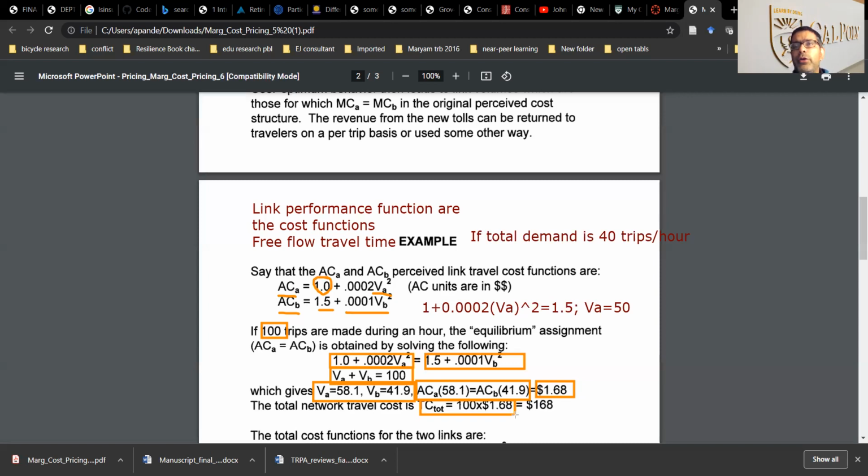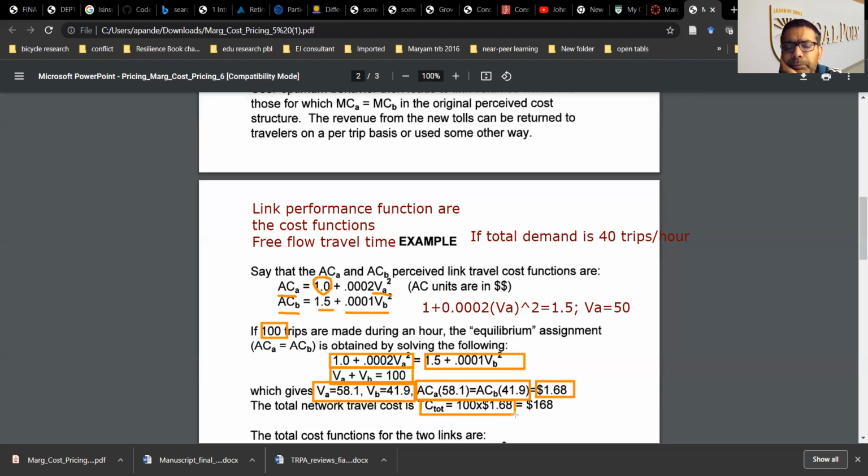Okay, so this is your user equilibrium assignment that we used to do with simple linear equations in CE 321, but now we are repeating that with a more complicated link performance function, or the cost function.